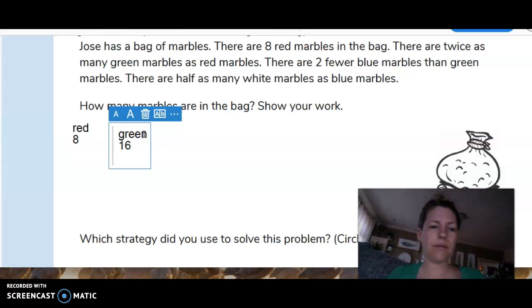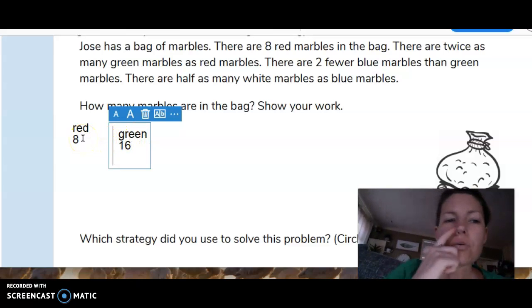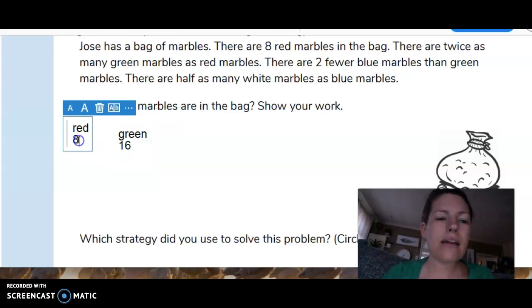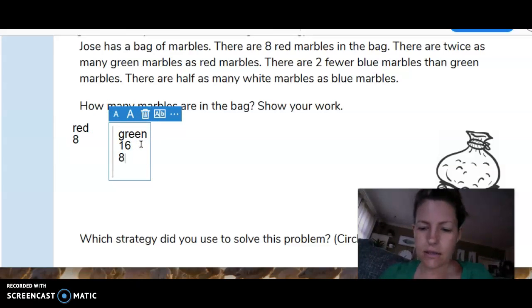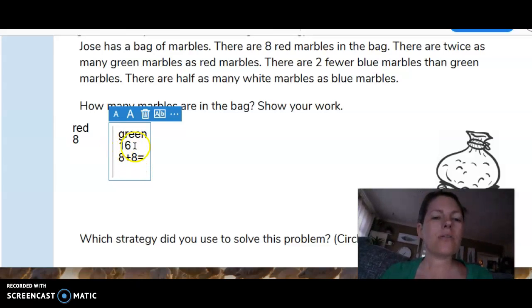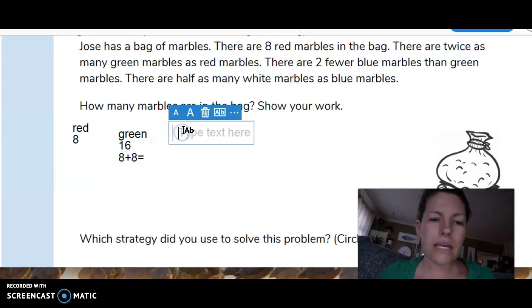16. Okay, because if we want to know twice as many of something, we take that number, 8, and we add it to itself. Okay, that's where I got 16 from. So there are twice as many green marbles, so that's 16.